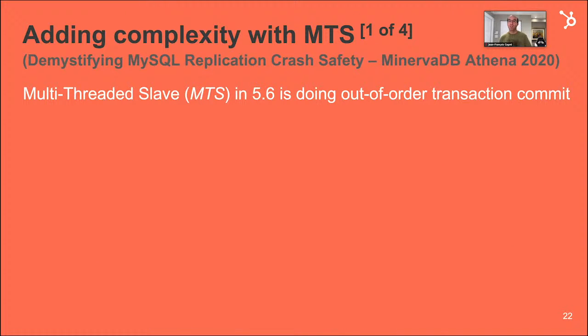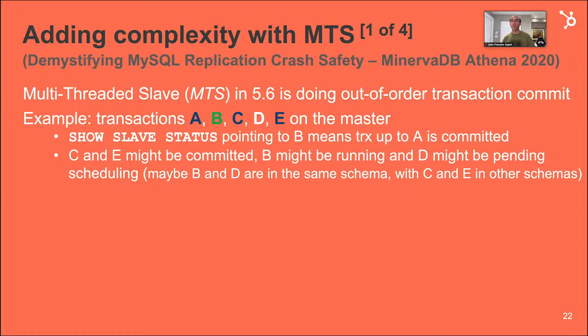The multi-threaded slave, MTS, is a great improvement for replication speed, introduced in 5.6. It's made better in 5.7. But in 5.6, multi-threaded replication is doing out-of-order commit on slaves. And what do I mean by that? If I have transactions A, B, C, D, E on the master in that order in the binary logs, SHOW SLAVE STATUS might be pointing to B.